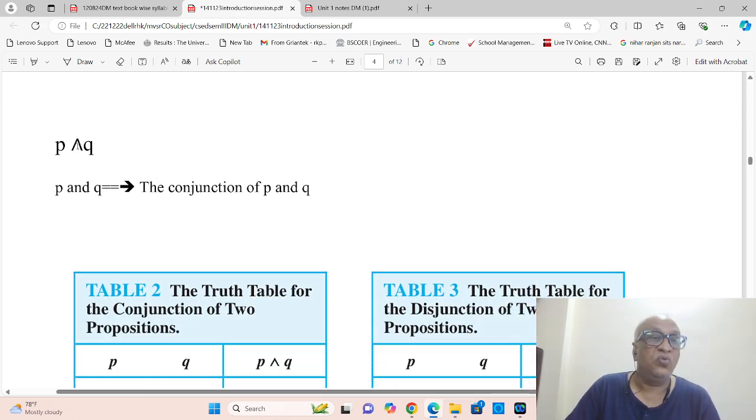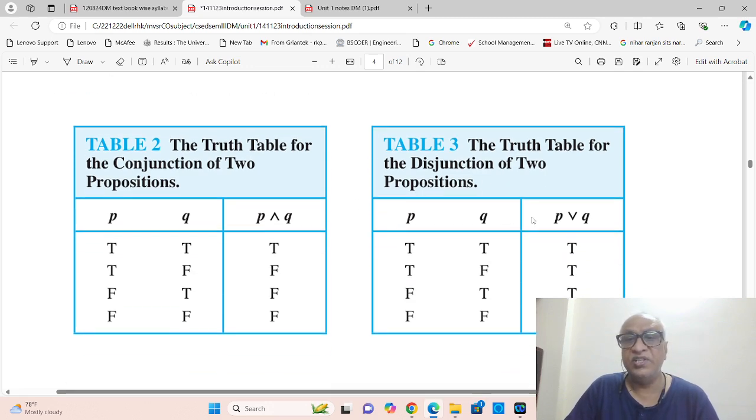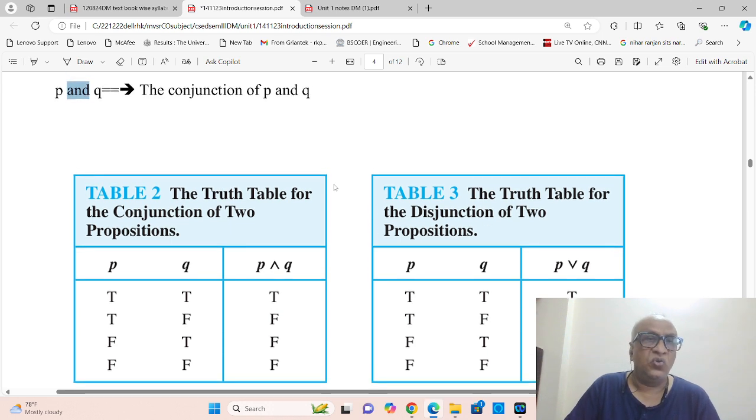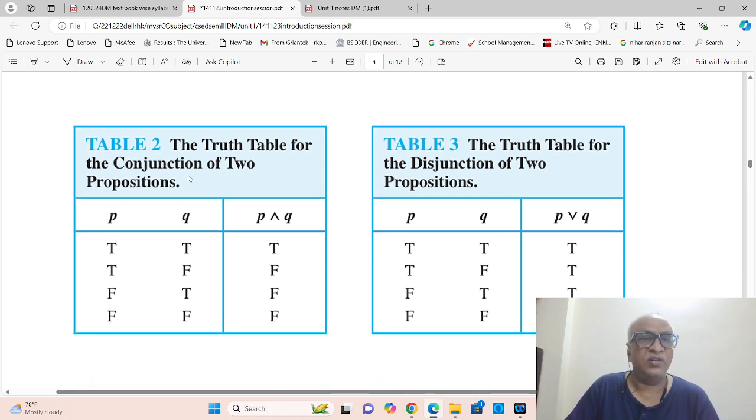If you see this symbol, you immediately say that it stands for conjunction, which stands for AND. So you call it P and Q. And if you see this symbol, you will say that this is for OR, and this is for disjunction. So let us look at the truth table for conjunction. Conjunction means both the values should be true for the output to be true. So true, true, the output is true, or else all are false. Disjunction means OR, meaning any one of the values should be true for the output to be true.